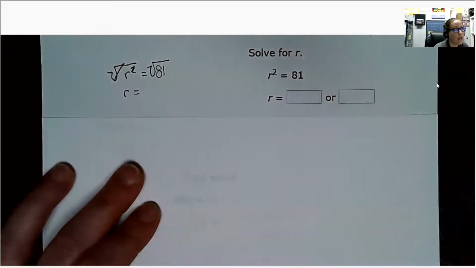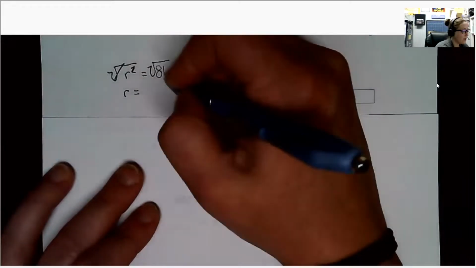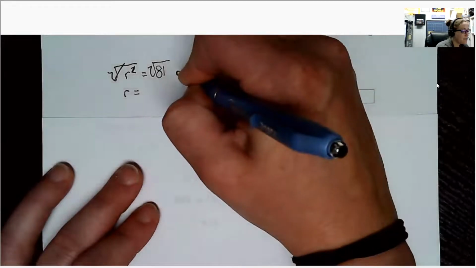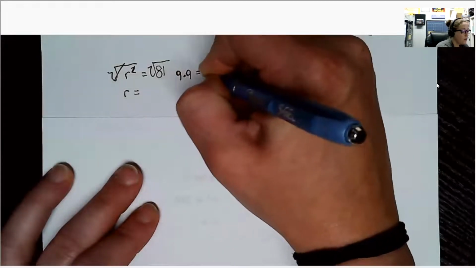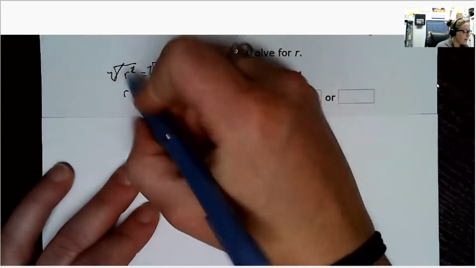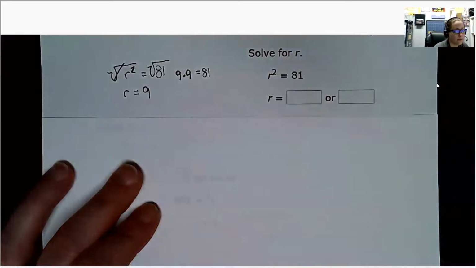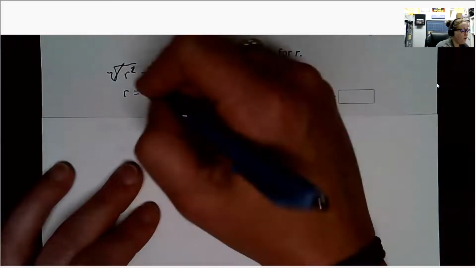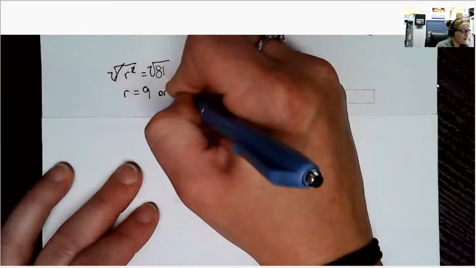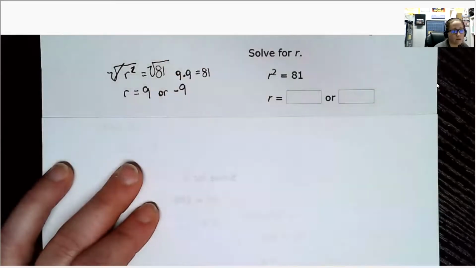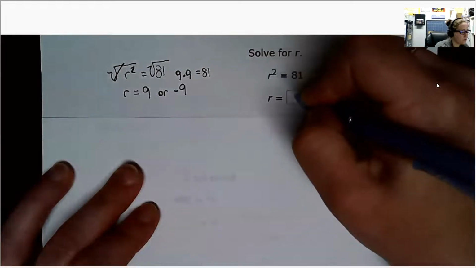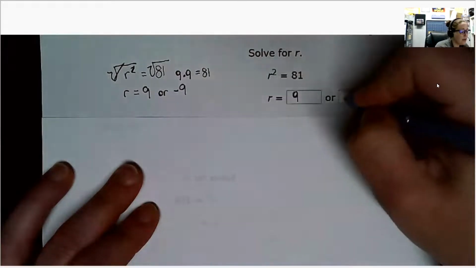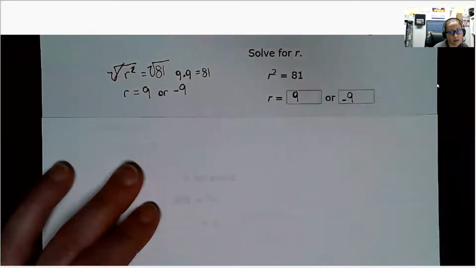Now I've got to think, okay, what number can I multiply by itself to get 81? If you're thinking about it, we could say 9 times 9 will give us 81, which means that our square root of 81 is 9. So we want to find that number you can multiply by itself. Or we could say 9 or negative 9. That would be our answer, because if you say negative 9 times negative 9, you would also get an answer of 81.